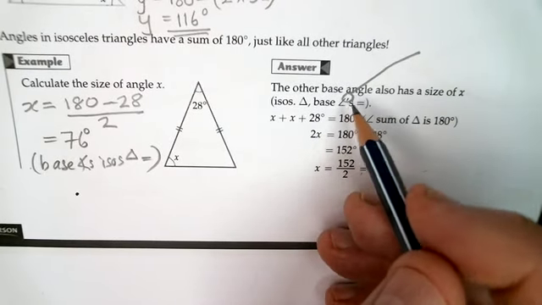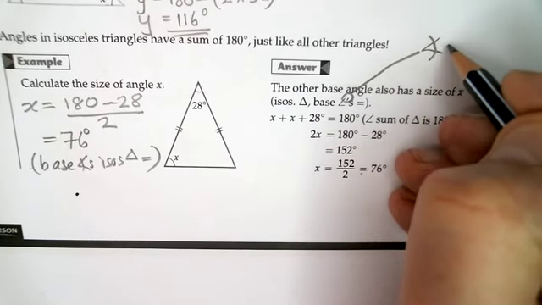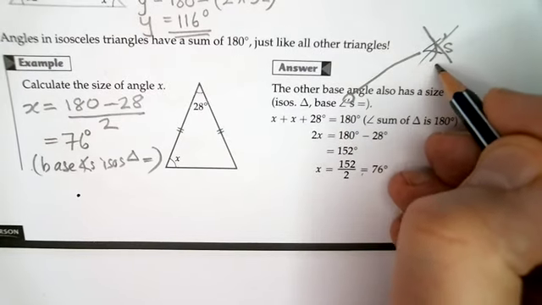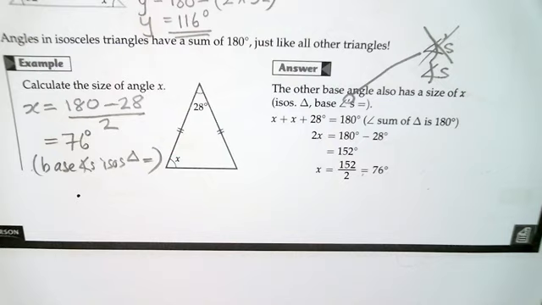Angles can be plural, but not possessive. So you really shouldn't write angles like that with an apostrophe. Not a great thing to do. Much better to write angle and just put an S there, and that would be correct. All right, hopefully that makes sense.